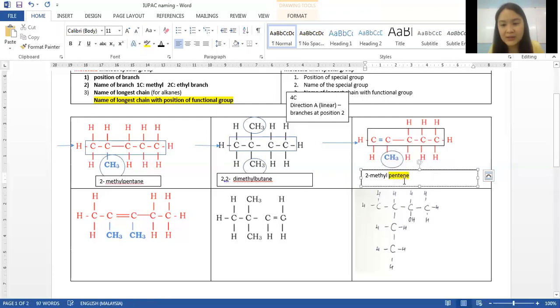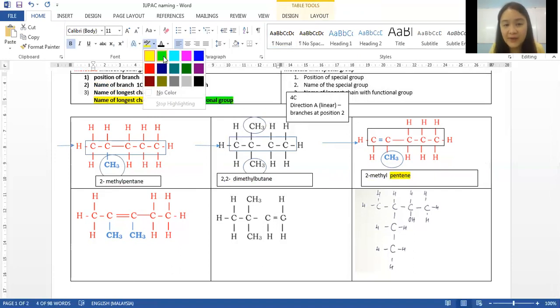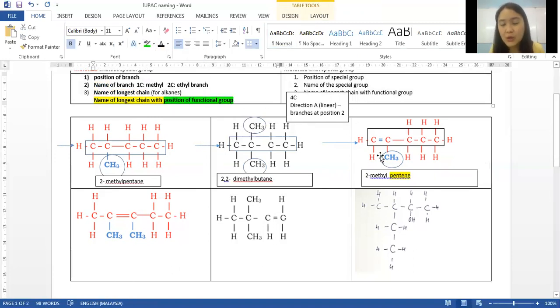However, the word pentene itself only shows the number of carbon in the longest chain. It doesn't show the position of the functional group, right? Your functional group is your double bond, is your ene. You have to be more specific by telling people where your ene is, where your double bond is. Now over here, this is how I modify my answer.